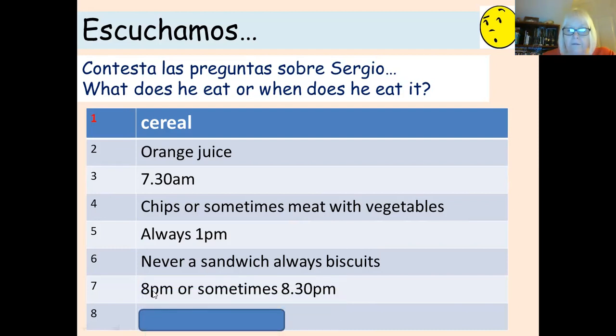¿A qué hora cenas? What time do you have dinner? A las 8 o a veces, o de vez en cuando, he said actually, a las 8:30. So 8 or 8:30. And it was pescado con ensalada. So ceno pescado con ensalada. I have fish with salad for dinner.